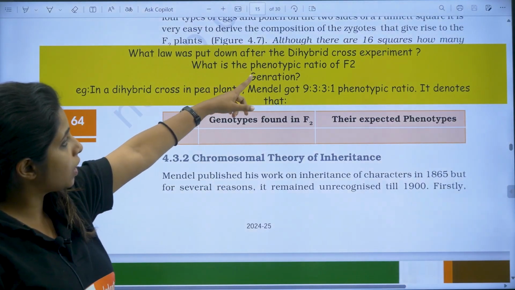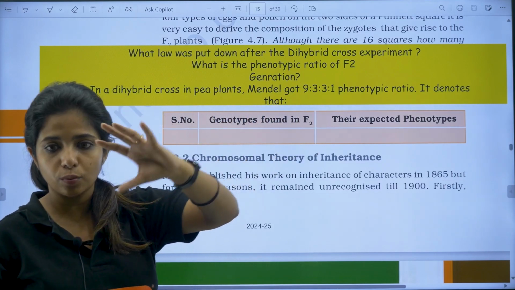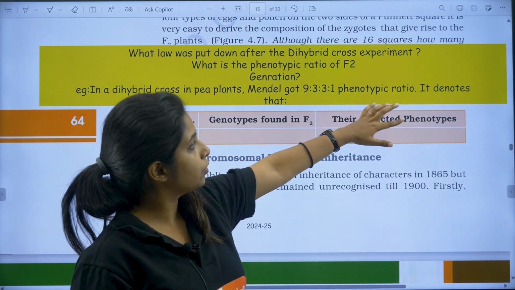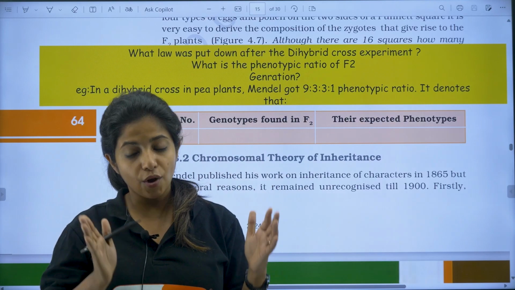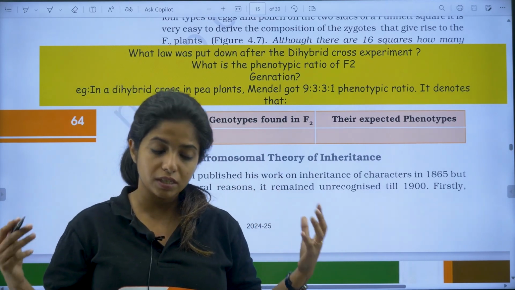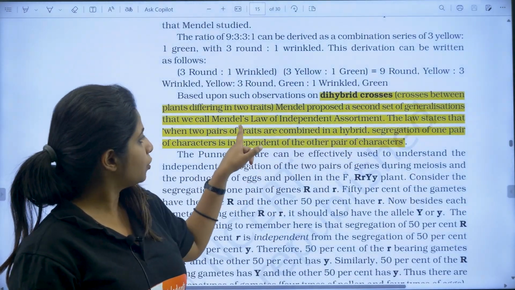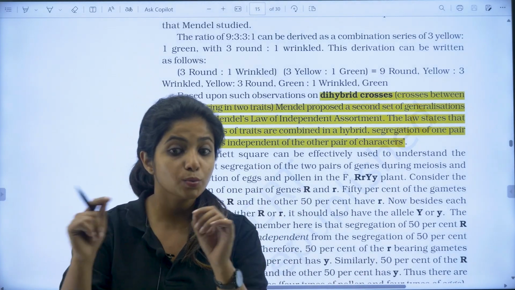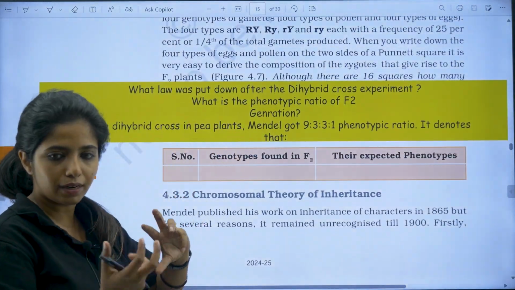Now, what law was put down after the dihybrid cross experiment? What is the phenotypic ratio of the F2 generation? That is 9:3:3:1. For example, in a dihybrid cross in pea plants, Mendel got a 9:3:3:1 phenotypic ratio. What does it denote? It shows that the law of independent assortment is there. This was an MCQ question. It states that wherever 2 pairs of traits are combined, one pair will be completely independently assorting from the other pair. This was given in an MCQ. You should know what that means. So instead of a direct question, they twisted it.